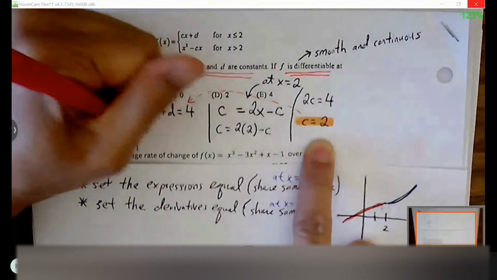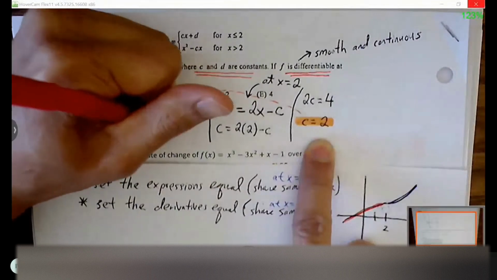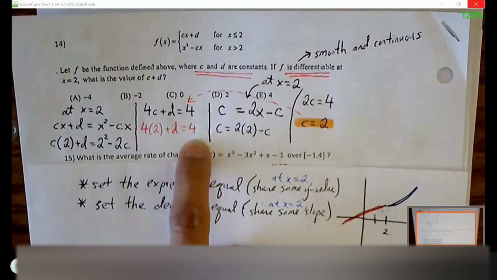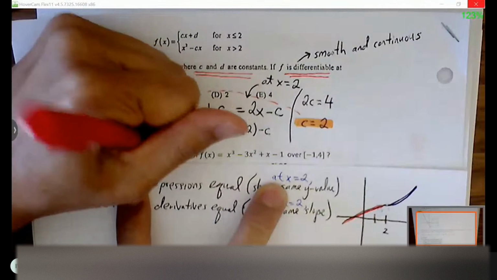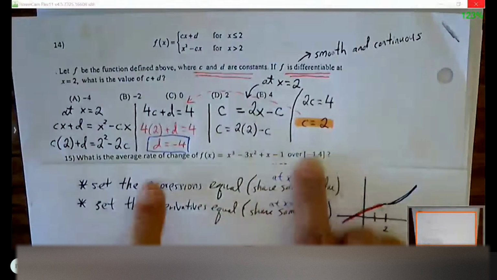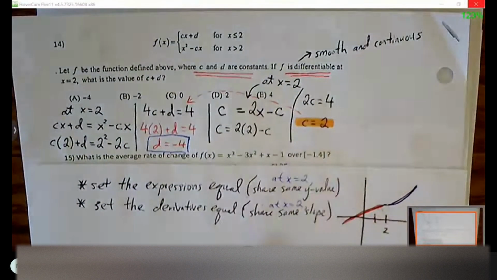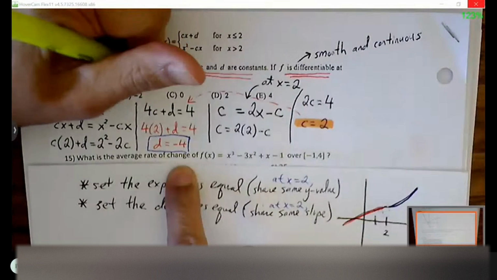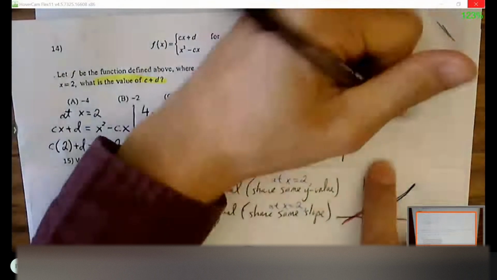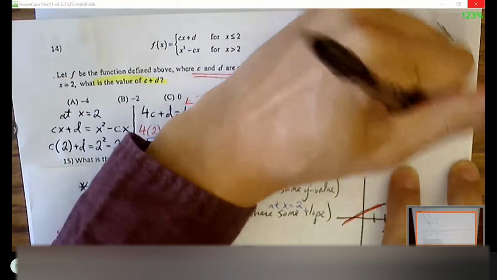So now I can say 4 times 2 plus d is equal to 4. Subtract 8 from both sides. 4 minus 8 is negative 4. Now I have my c and d value. I can just provide the answer because it's asking for the result of c plus d. C is 2, d is negative 4. So the result is negative 2.